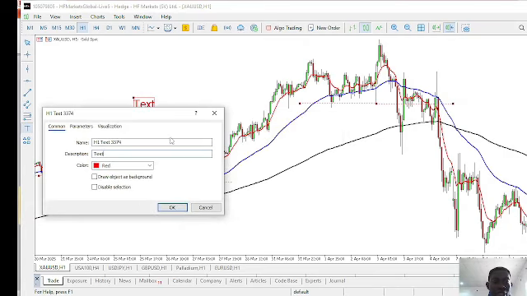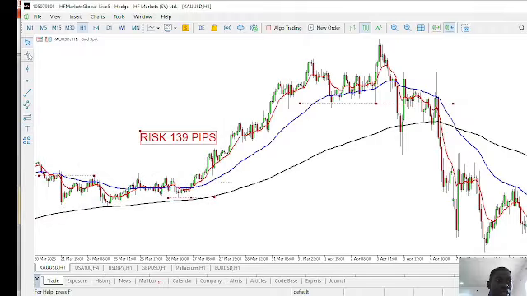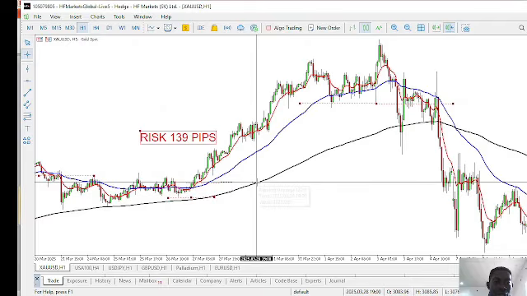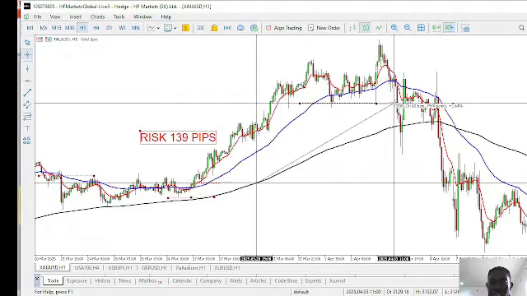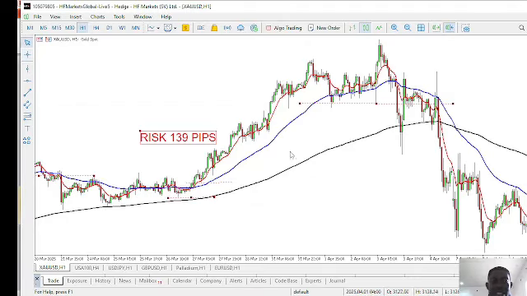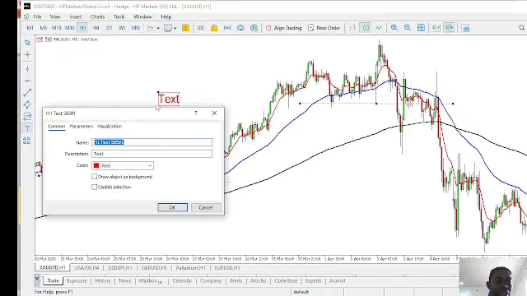Let me measure it again. My profit target is from here to here. My profit target is 797 pips or thereabouts.